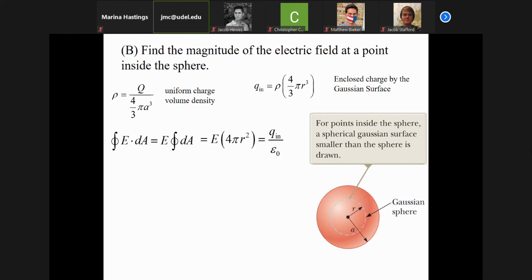So dA is integrated. Let me see. Sorry, my mouse is on the wrong screen. So we integrate dA, and it becomes 4 pi r squared. Of course, that equals the charge enclosed inside divided by epsilon naught. So now we just solve for the electric field.